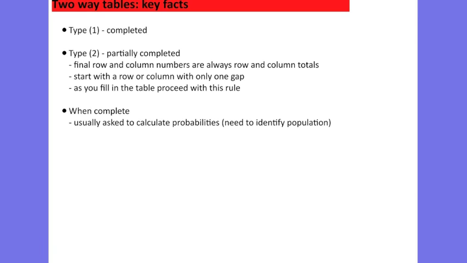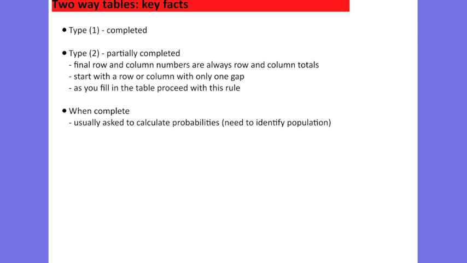Two-way tables. These questions can be asked in 2 ways. First, they can give you a completed two-way table from which you're going to be asked to calculate probabilities. Or they will give you in the exam a partially completed two-way table. You need to make sure that the final row and column numbers are always row and column totals. Start always with the row or column with only one gap. As you fill in the table, continue in this way.